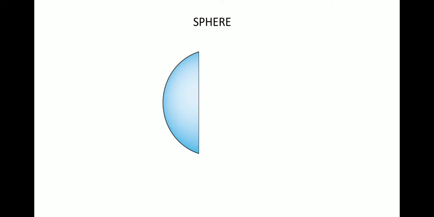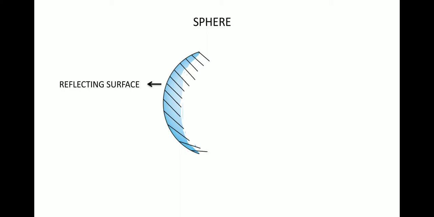And if the inner portion is silver coated, the line shows over here that it has been silver coated from this side, then the outer portion will be the reflecting surface, which is bulging outwards. This is bulging outwards, and this is the reflecting surface. Then this kind of mirror which is formed is called a convex mirror.